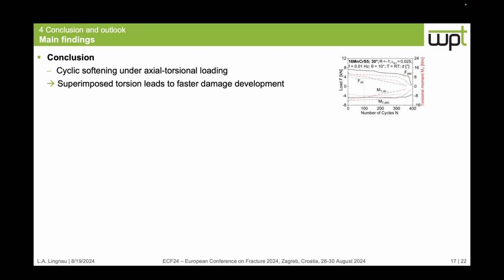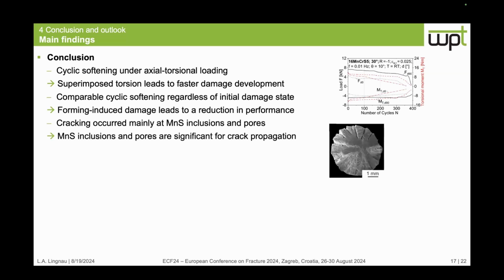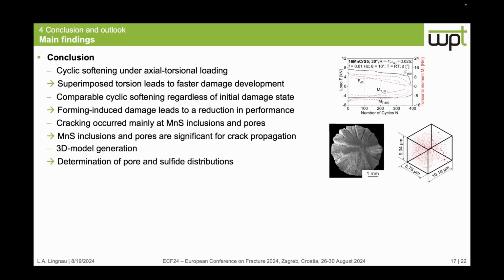We can see, for the axial testing and also for the axial-torsional loading, a cyclic softening for both damage states, and also that a superimposed torsion, or a torsion without a phase shift, leads to faster damage development of the specimen. The cyclic softening is comparable regardless of the damage states, and the damage mechanisms are in general comparable, but we can see that the specimen with less forming-induced damage has a better performance. And also we can see that the manganese sulfides and also the pores are very relevant regarding the crack initiation and propagation, and that the 3D model generation can be used to determine the pore and sulfide distributions.